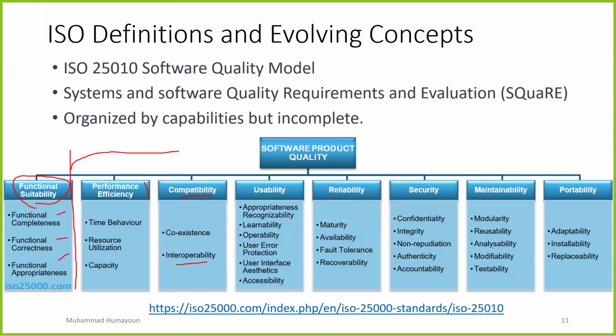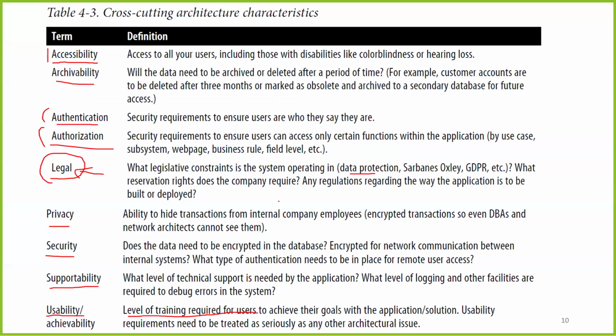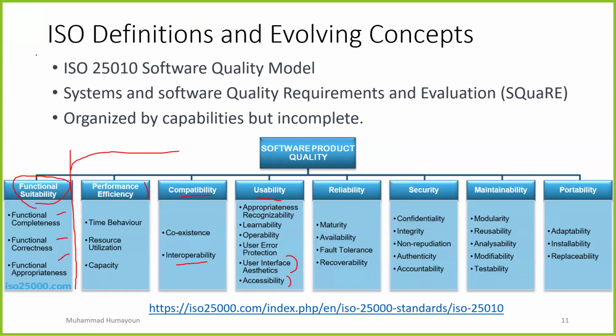Usability, we have discussed it previously. It's more about appropriateness, learnability, how easy it is to learn, operability, how easy it is to operate, and so on. User interface aesthetics, how good or bad the user interface is. Accessibility also, they try to put it within usability. You see there, so you can see that there is no commonality here. We had defined usability separately from accessibility, but in these definitions they try to put them together under one category.